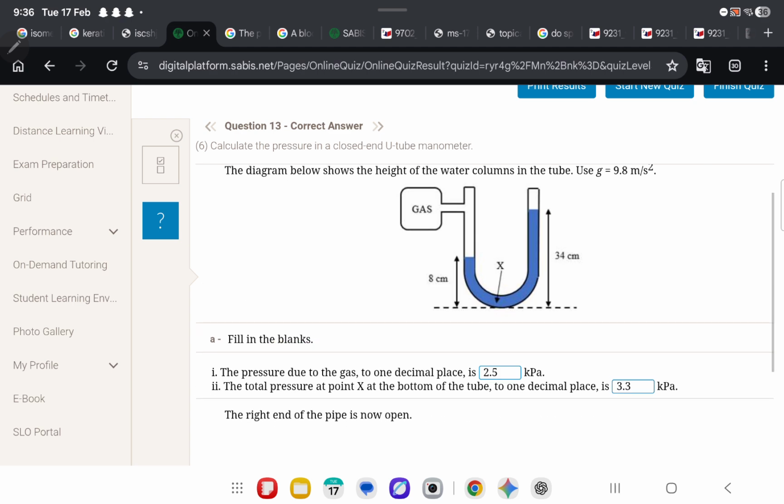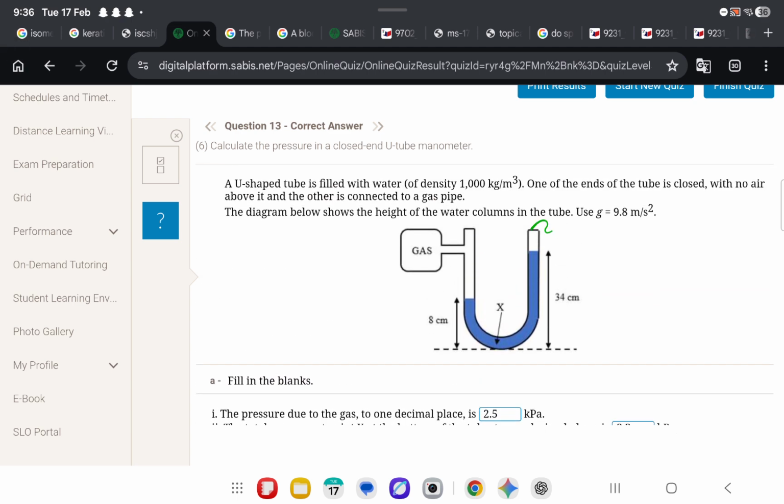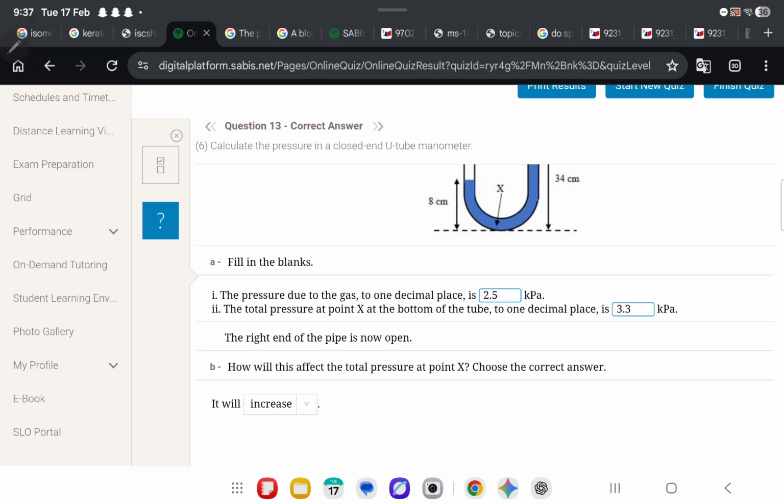Now, the end is open. This end here. So now you will be including the plus P0, which, what does that mean? It would mean, how will this affect the total pressure? Remember we said the pressure is rho GH plus P0, right? So now we actually have this value. What does that mean? This will increase, right? So we will write it will increase.